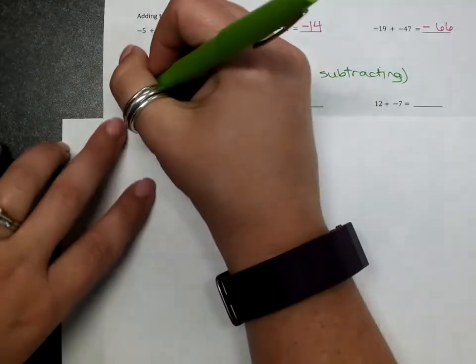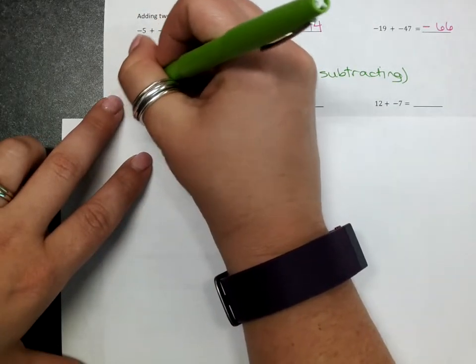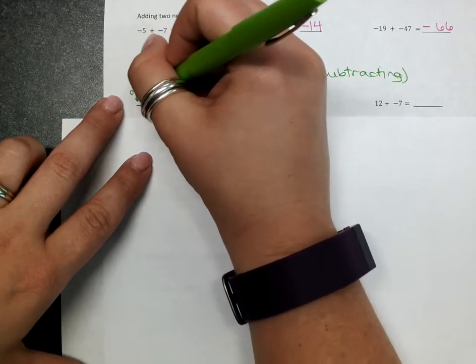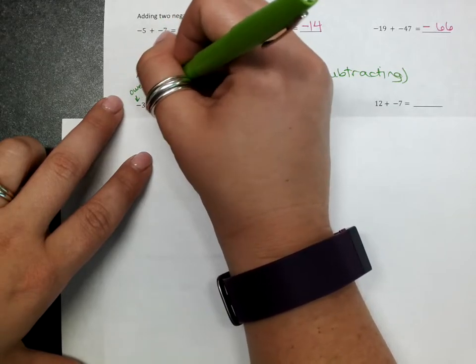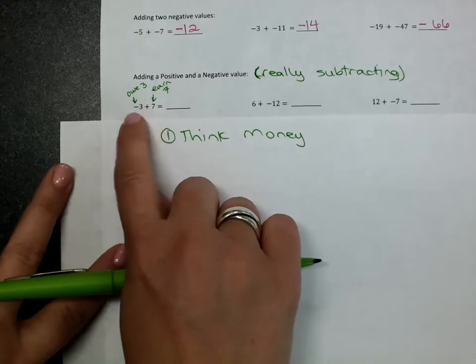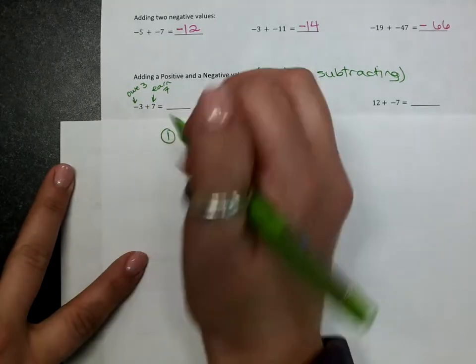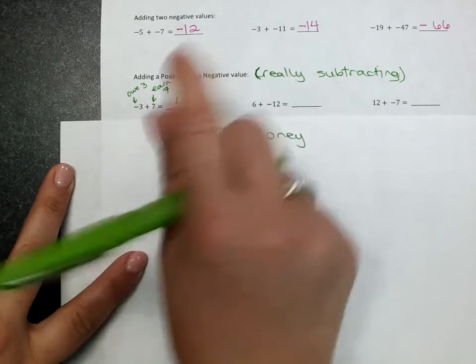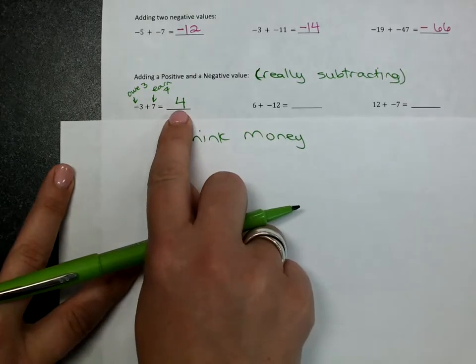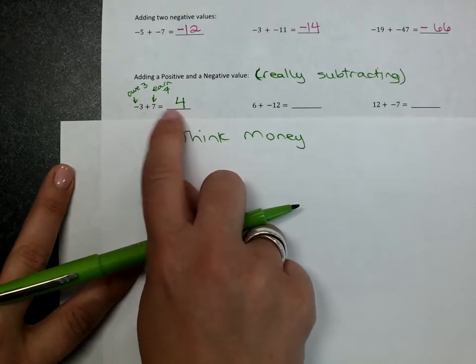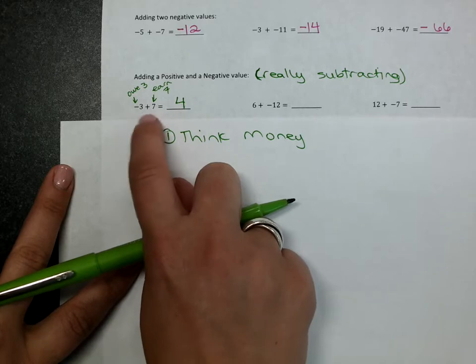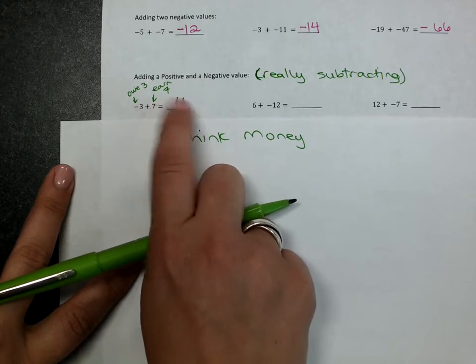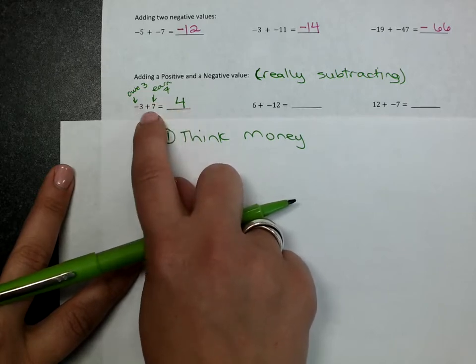If I owe someone $3 and I earn $7, then I would be paying them back the $3, and I would end up with a positive $4. What we're really doing is subtracting 7 and 3. 7 minus 3 is 4, and it ends up being positive because the positive number is bigger. For some students that clicks, for some students that does not make any sense at all.